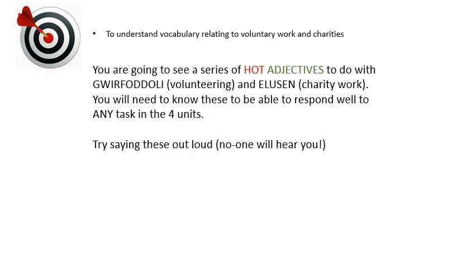Okay, spend some time learning those nouns for me now before we move on to the adjectives. Press pause, spend some time learning, and then press play again. Okay, so hopefully you've learnt those nouns. Now we're going to look at some adjectives. Adjectives are describing words, and again, they're based on the same topic, volunteering and charity work.